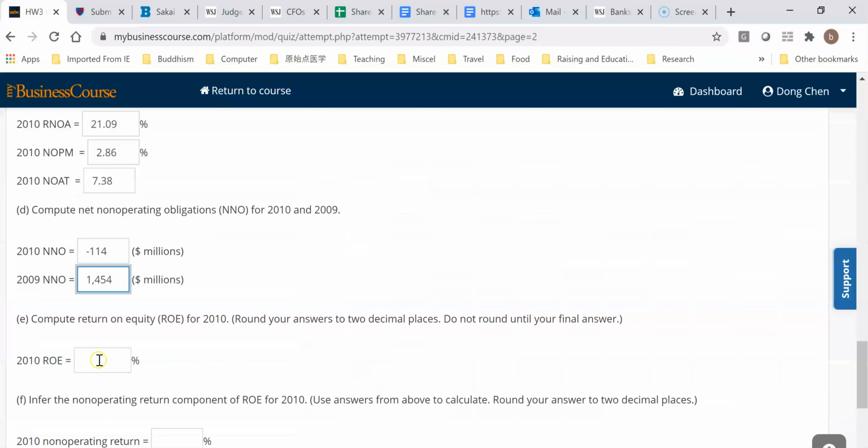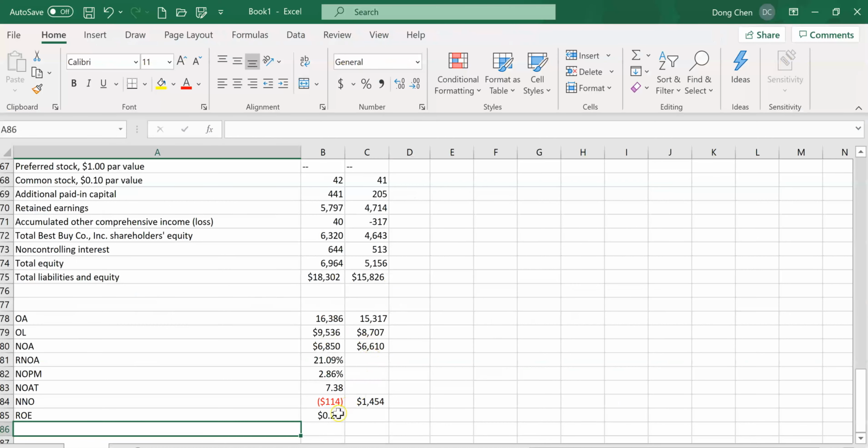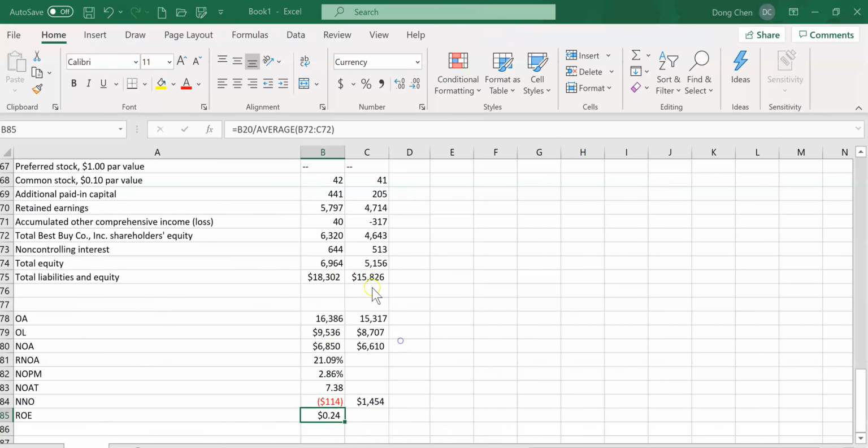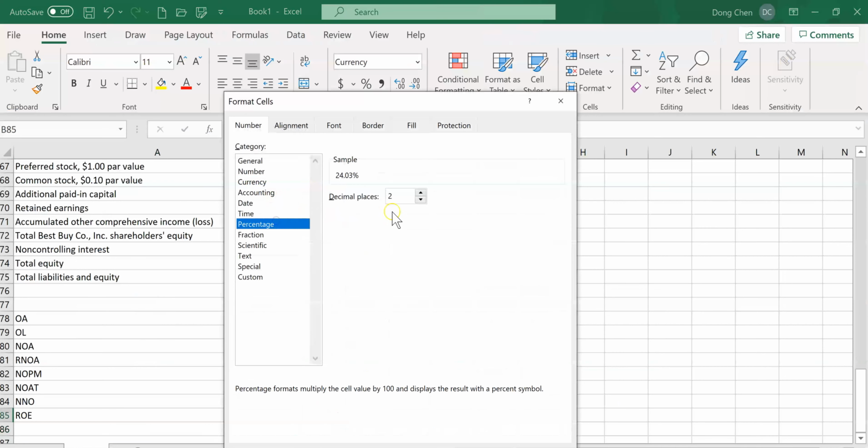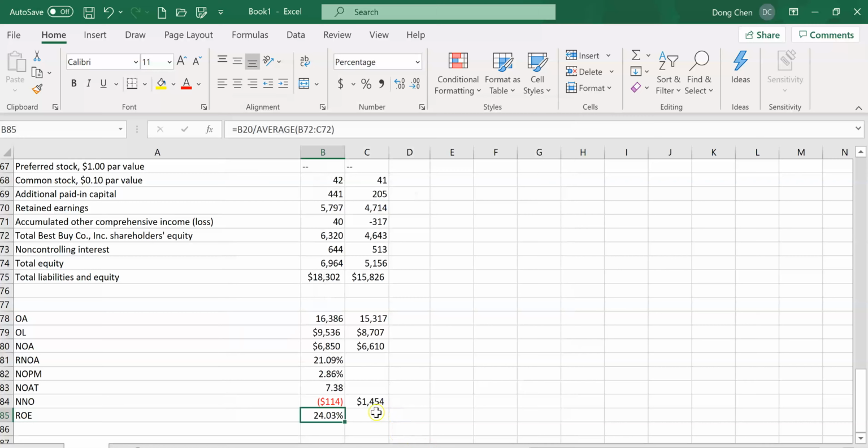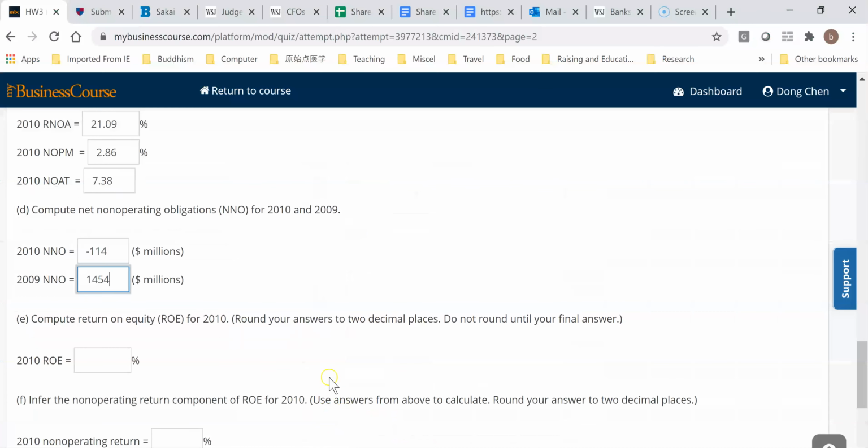Again, pay attention that the final answer here is in percentage format, and it's also asking us to round to 2 decimal places. So we should do that: format cells, put this in percentage and keep 2 decimal places. So then we can copy the number, 24.03.